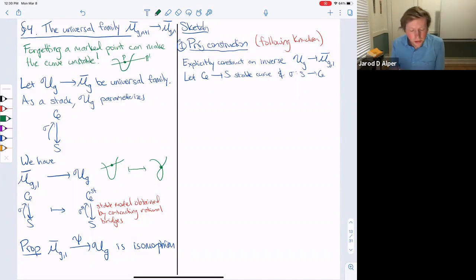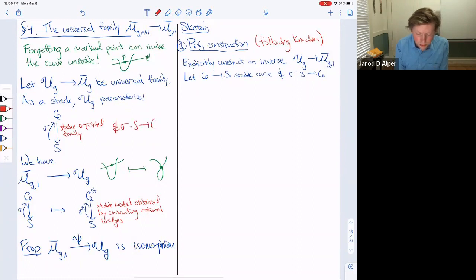On the other hand, we do know what the universal family of M_g bar is. We do have a stack theoretic description of it. So let U_g be the universal family. As a stack, U_g parameterizes diagrams like this, where C to S is a stable 0-pointed family, so you're stable without the section, and sigma is just an arbitrary section. It could land in the singular locus.